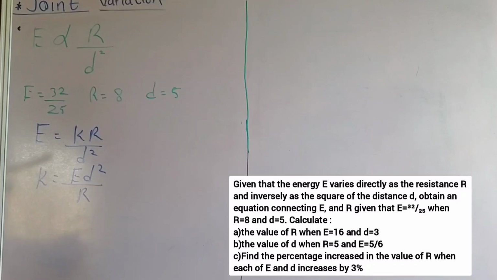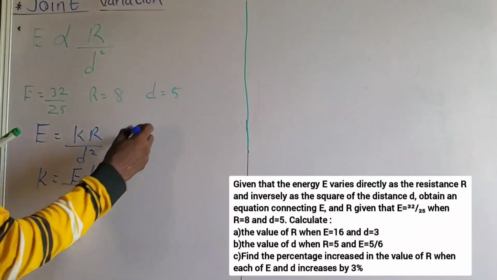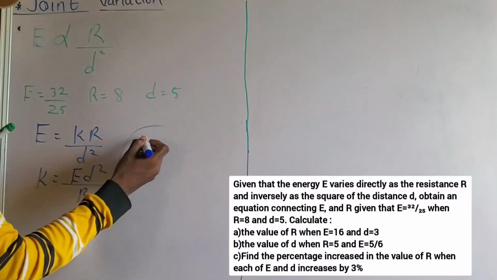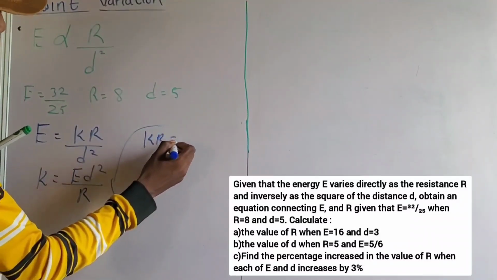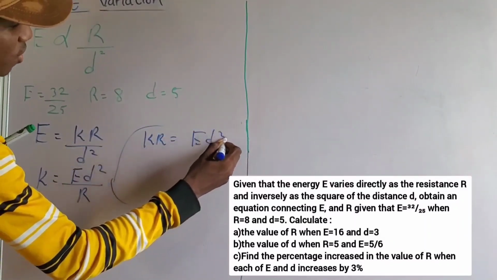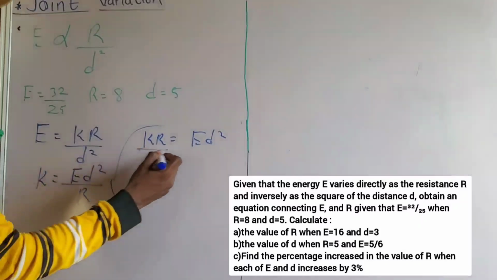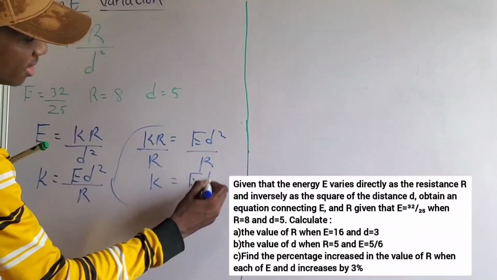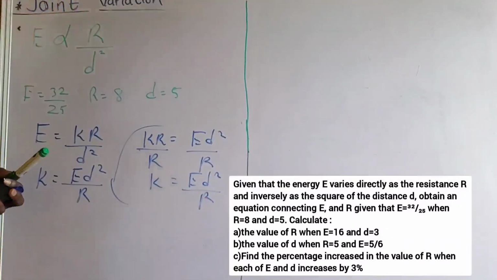I've not done anything. Or you are wondering what I did? This is what I did. E equals KR over D squared, right? KR is equal to ED squared. Are you getting it? Divide both by R, this over R and this over R. So K equals ED squared all over R. Do you understand? Okay, back to the question.